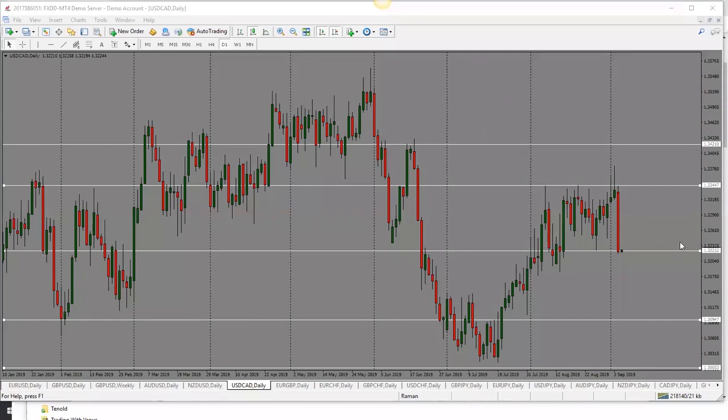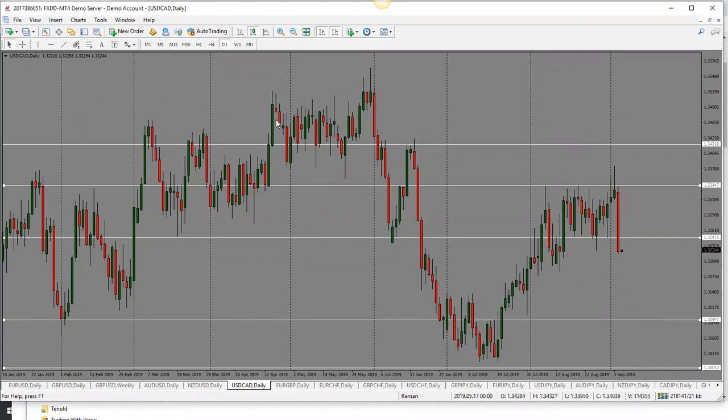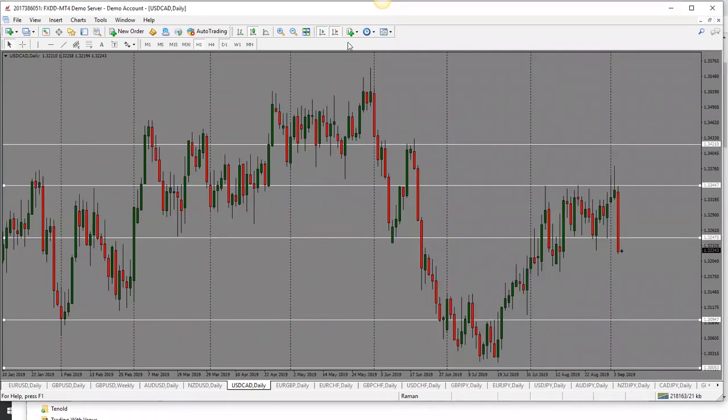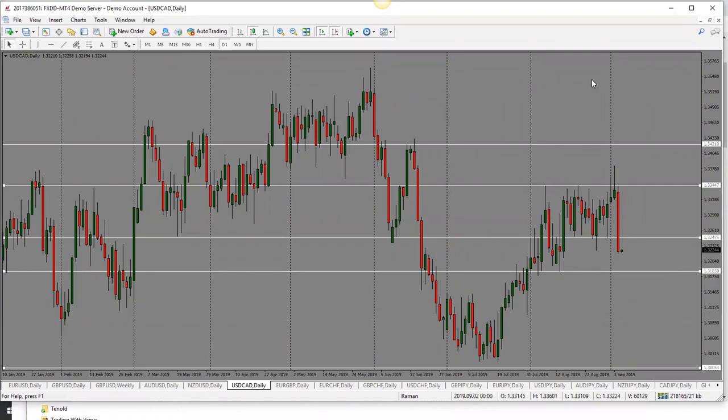In terms of the pullback here, we could get a pullback into 1.3250. So along that line of caution here, we have a huge inefficient move here, and many times inefficient moves can get filled. So just watch out for that. But bias is to the downside, and next target is 1.3185 here. So I will look for a bit of pullback, potentially into 1.3250, and then a further move down into 1.3185. So bias here is bearish for dollar CAD.